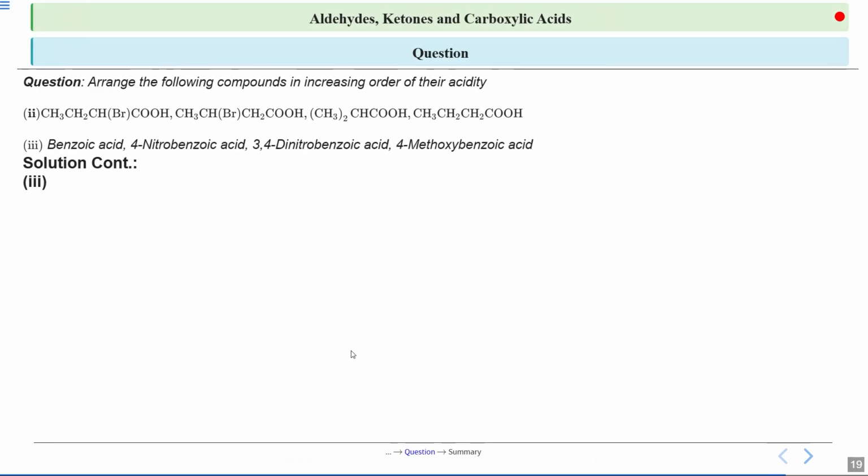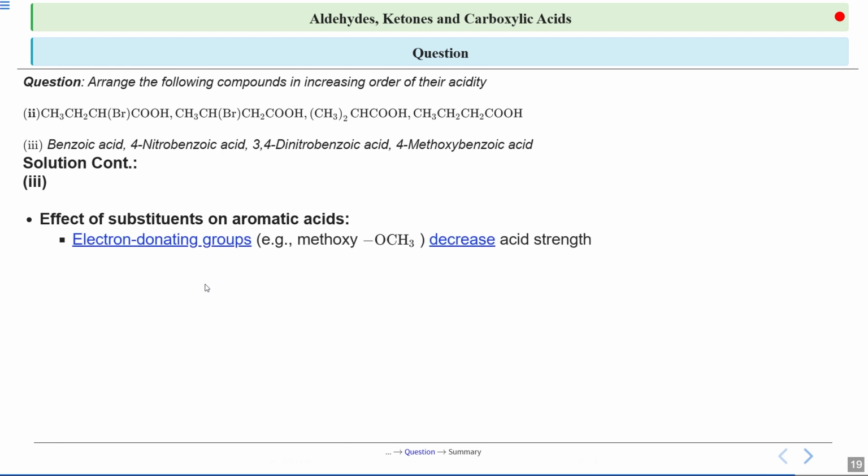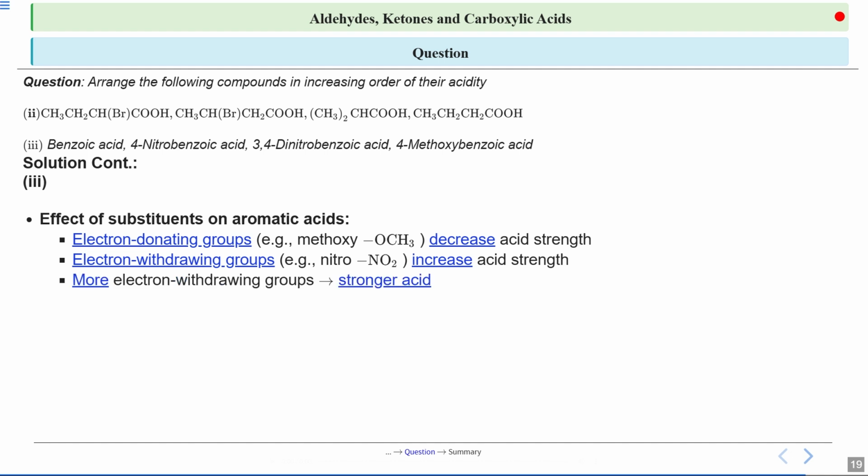Now we will see the next part. It is the effect of substituents on aromatic acids. Electron donating groups like methoxy, which is the OCH3 group, decrease the acidic strength. Electron donating groups destabilize the carboxylate ion and decrease the acidic strength. Whereas electron withdrawing groups like nitro groups increase the acidic strength because they stabilize the conjugate base.